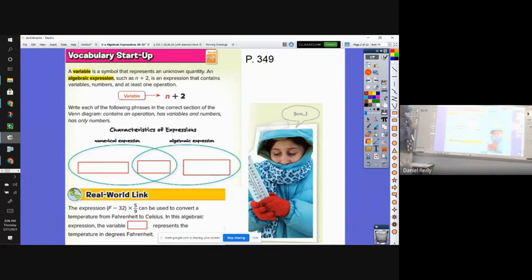Okay, so a Venn diagram, the middle of the Venn diagram, things that are the same, that meet both of these conditions, or things that are similar to both. And if they're outside of that intersection part, it's only in a numerical expression, or in this side, it's only in an algebraic expression. Okay?